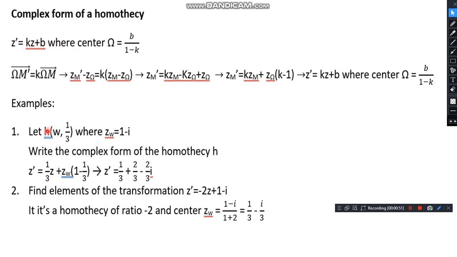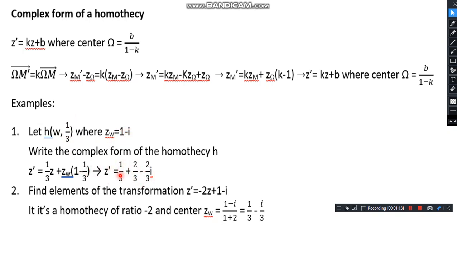Let us take the example here. Let H be a homothecy of center W and ratio 1 over 3, where z W, the center, is 1 minus i. Write the complex form. So z prime will be 1 over 3 z plus z omega W, which is (1 minus i) times (1 minus 1 over 3). So it will be 2 over 3 times (1 minus i).